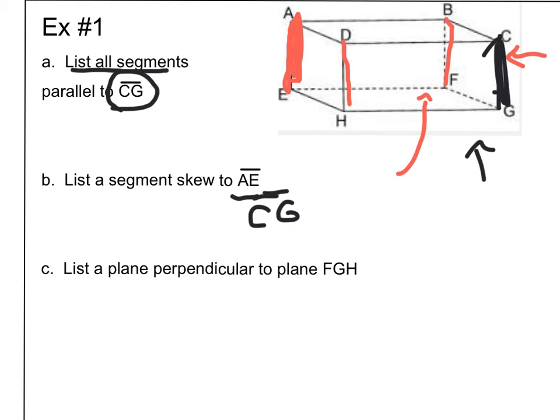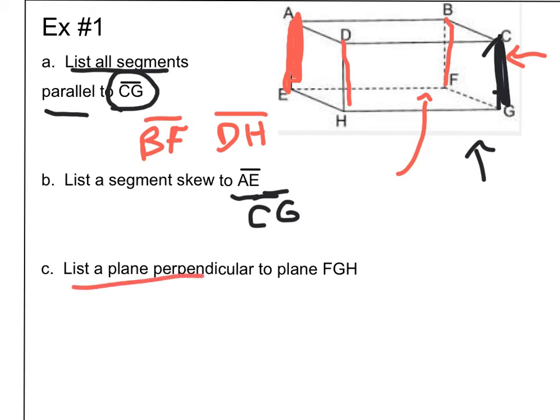Let's go back to the first one, parallel, because I never answered the question. Parallel to CG were these 2 thin red lines. So BF, same plane, parallel, never intersects. And DH, a different plane, but still this shares the same plane as CG.